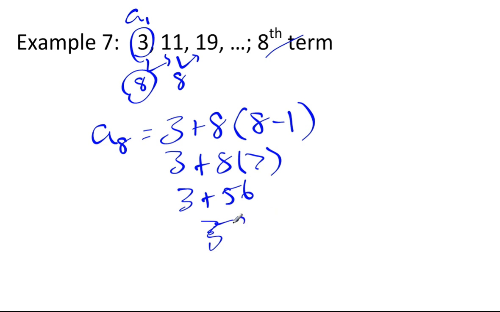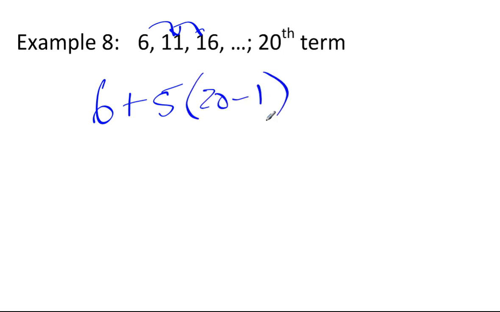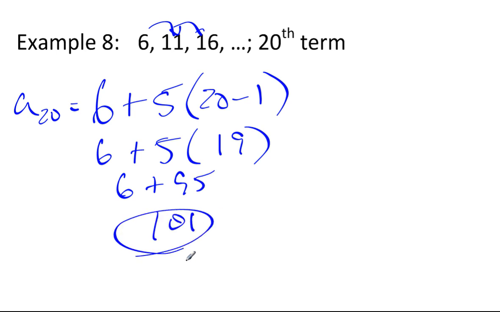Boy, that was just bad. I apologize. I feel like I apologize a lot lately. So we're going 6 plus, what's our difference? What are we going up by? Looks like 5, times 20 minus 1 for a sub 20. Get 101. Just working through there.